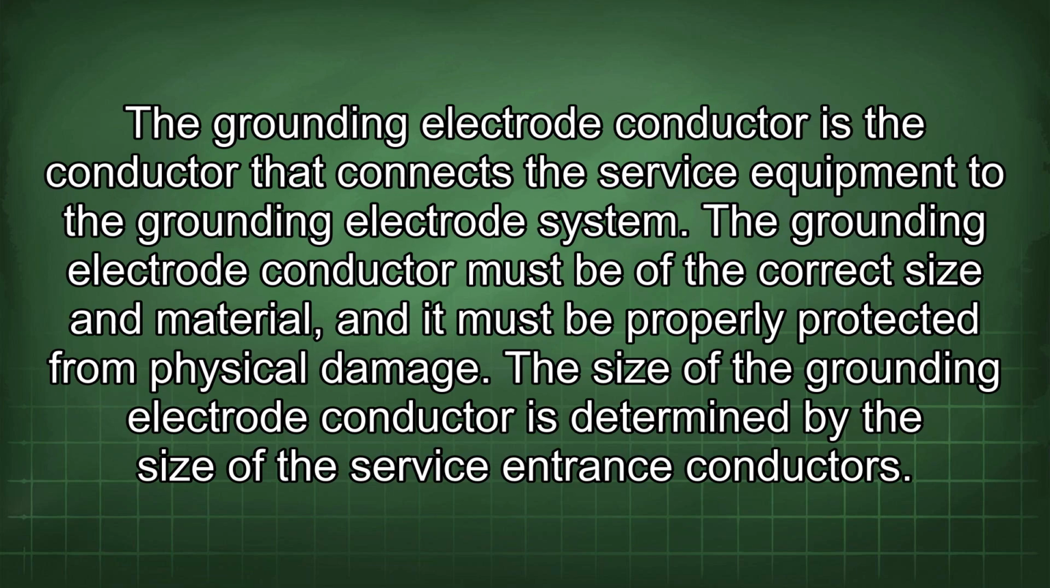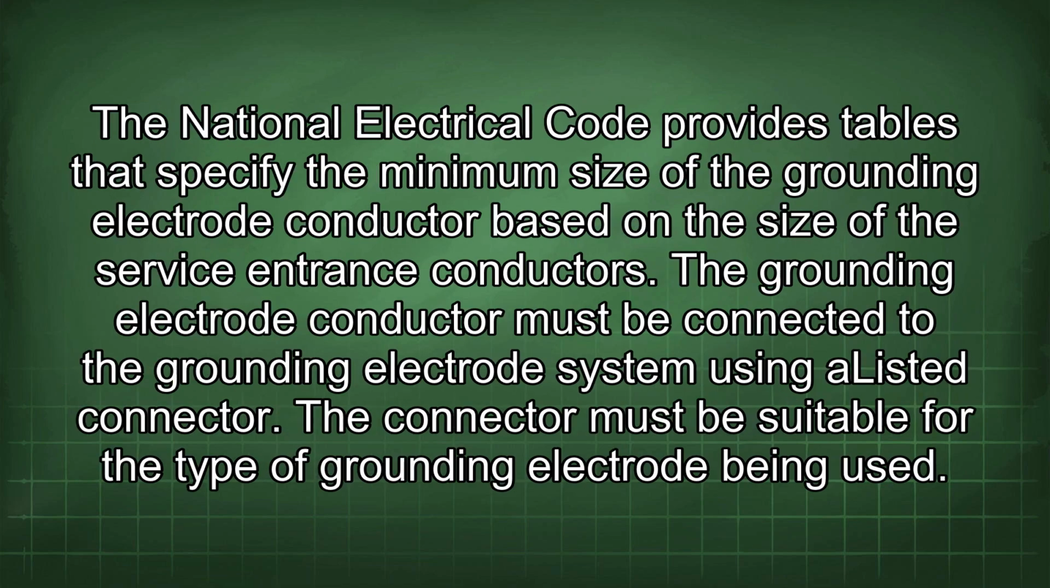The grounding electrode conductor is the conductor that connects the service equipment to the grounding electrode system. The grounding electrode conductor must be of the correct size and material, and it must be properly protected from physical damage. The size of the grounding electrode conductor is determined by the size of the service entrance conductors. The National Electrical Code provides tables that specify the minimum size of the grounding electrode conductor based on the size of the service entrance conductors.